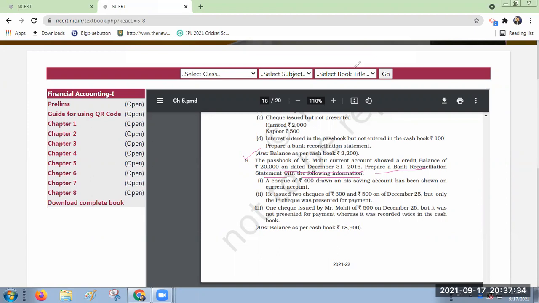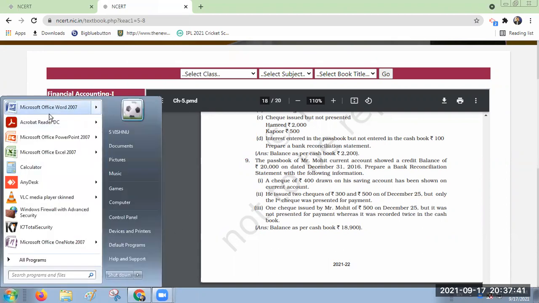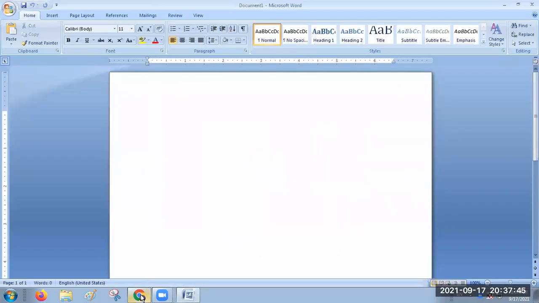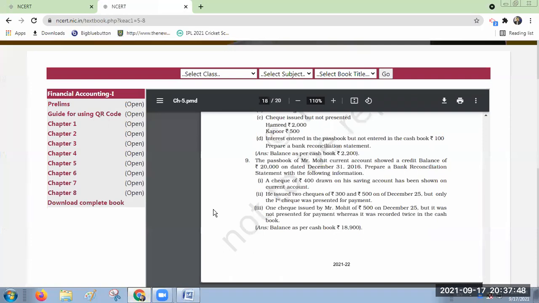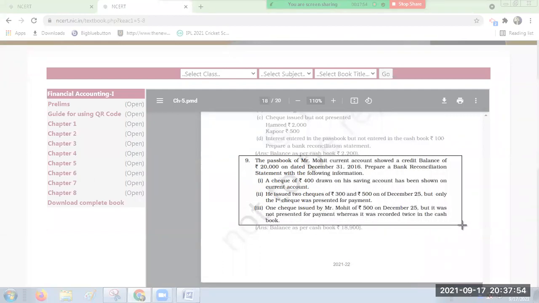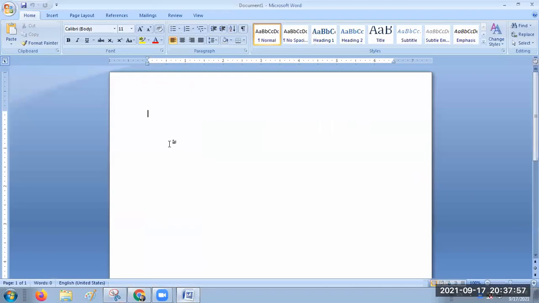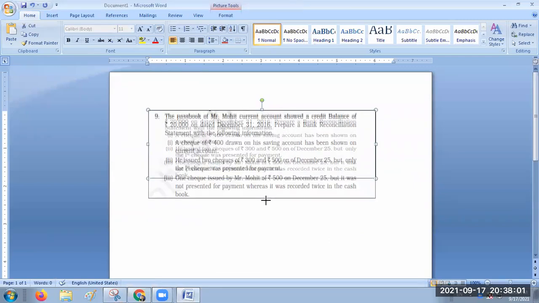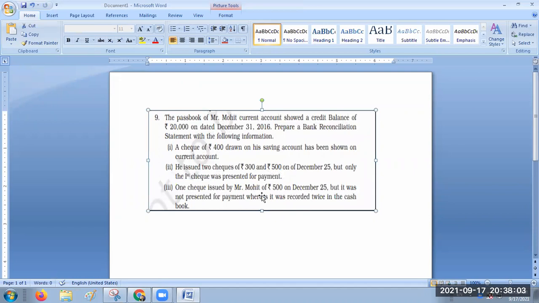Okay, now you see, just like yesterday, I will do. Just wait. Are you able to see this document? This document, is it visible to you? Yes, sir, it is visible. Okay, right.